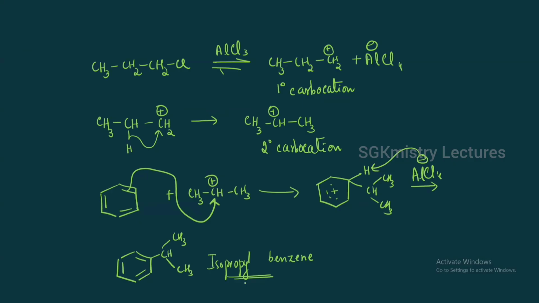So suppose you're using low temperature, then N-propyl benzene is predominant, and the proportion of isopropyl benzene increases when the temperature is increased. So this is also one more thing you need to remember clearly, right?